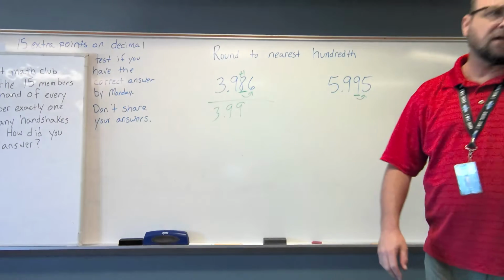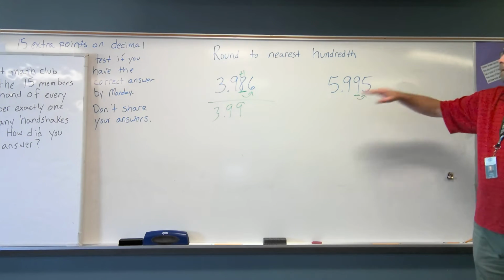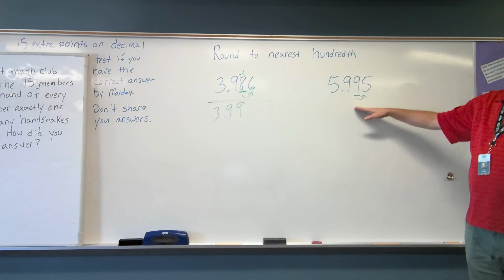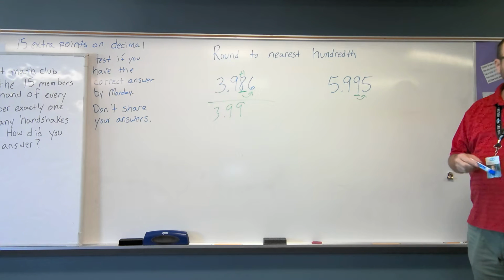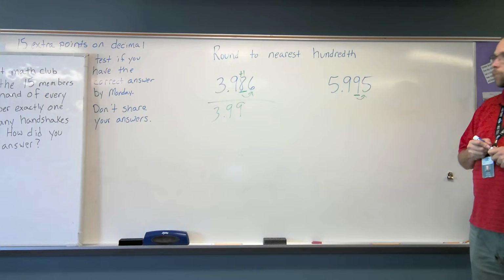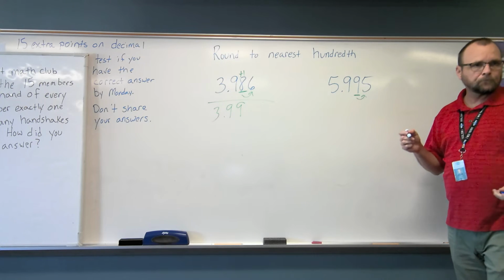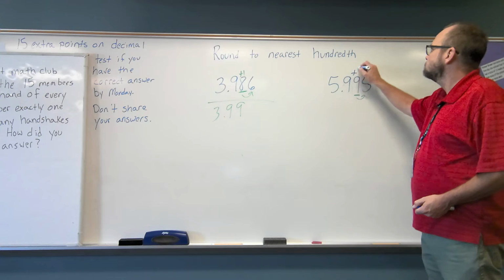Next, Arshia. I have the 9. I look behind the 9, there's a 5. So what am I going to do to the 9, Arshia? Round it. So am I going to add 1 or leave it the same? Add 1. I'm going to add 1.